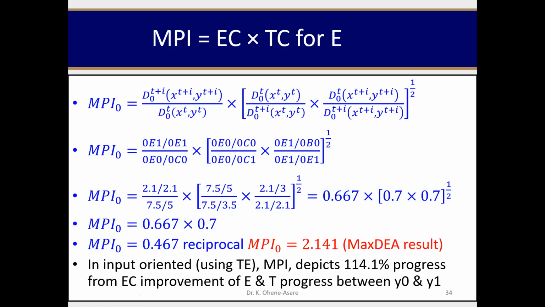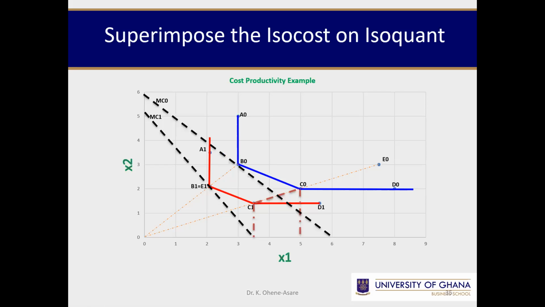So this is the interpretation. Input-oriented Malmquist productivity shows 114% progress from efficiency improvement of E, and then technological progress between year 0 and year 1. That is how you interpret it. Now let's go to the cost. Unless there's a question. Any question?